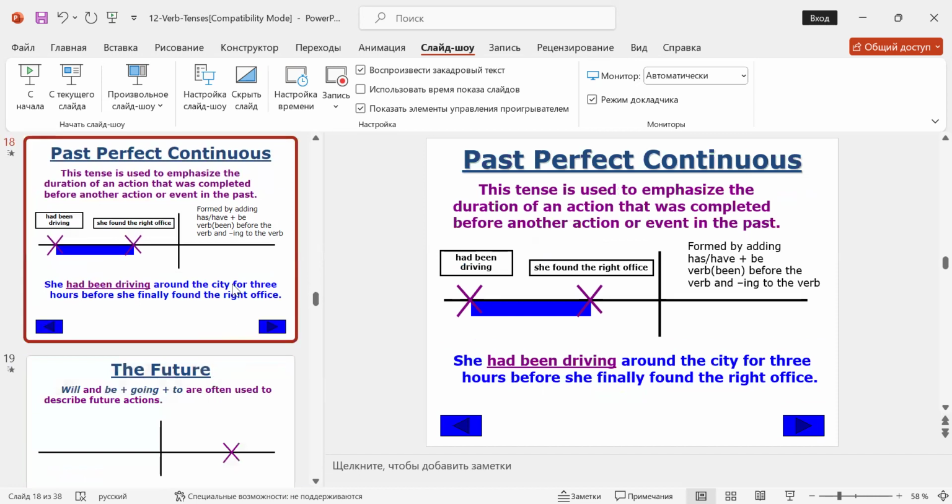Next, past perfect continuous. This tense is used to emphasize the duration of an action that was completed before another action or event in the past. She had been driving around the city for 3 hours before she finally found the right office. This is the timeline of past perfect continuous. She had been driving, she found the right office.